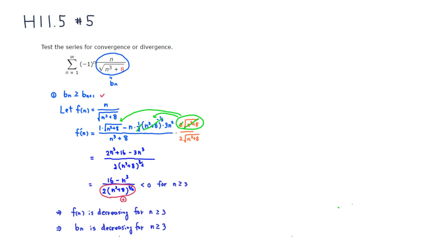Alright, so let's look at the second condition. Number 2, we have to check, we don't know yet, whether the limit as n approaches infinity is equal to 0. So it's a question mark. Let's do that. So you have the limit as n approaches infinity of n over the square root of n cubed plus 8.